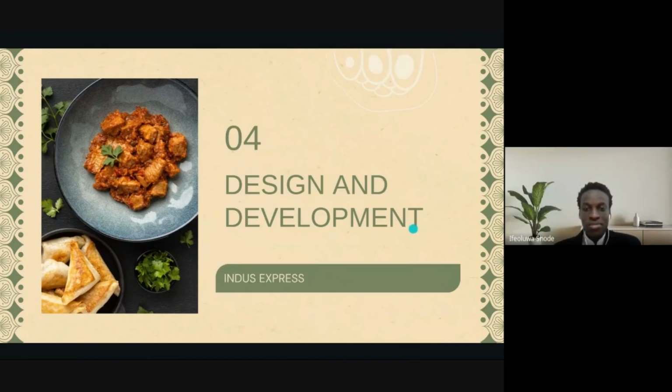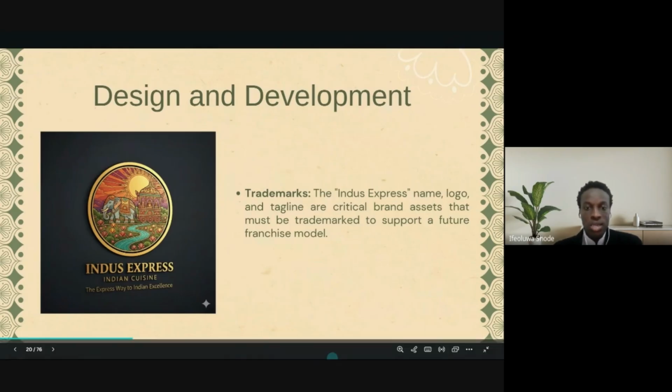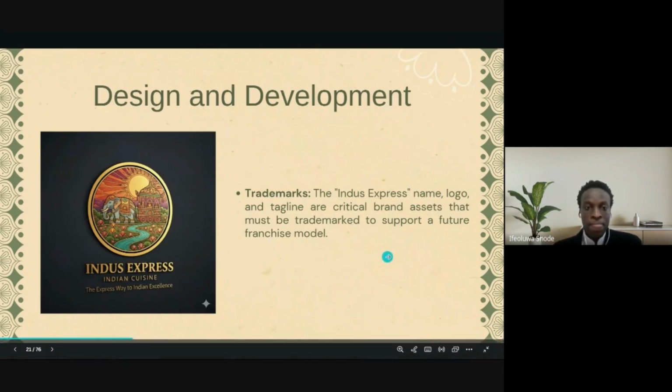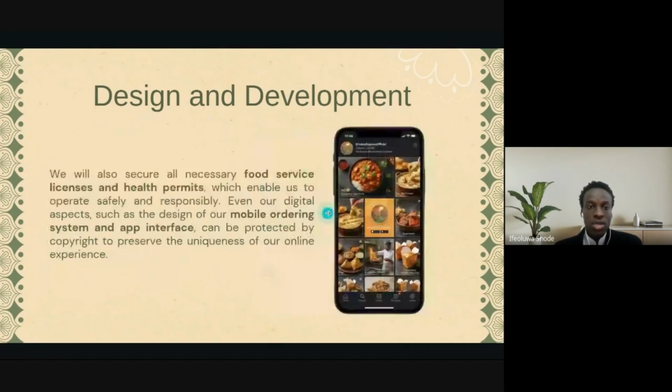So now we'll be talking about the design and development of our idea. This will focus on two main parts: the intellectual property and our technology. We have the trademark, which is basically going to be our Indus Express name, our logos, and our taglines, to ensure that our identity is protected. We also have copyright, ensuring that all our training materials and operational materials are protected, which, as I said, is intellectual property. We also have the app that we hope to build. This is on the technology side.